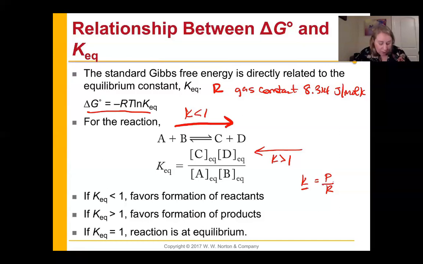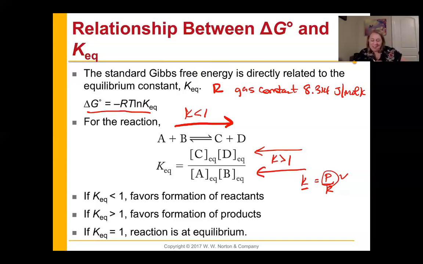That's telling you that you have more products than reactants, and so you're going to shift in that direction, right? But what happens if K of equilibrium equals 1? That tells you that the reaction's at equilibrium, right? So really, K is the measure of the directionality of the reaction at standard conditions. So is it going to be favored forward, or is it going to be favored reverse? So most biological systems are not at standard conditions.